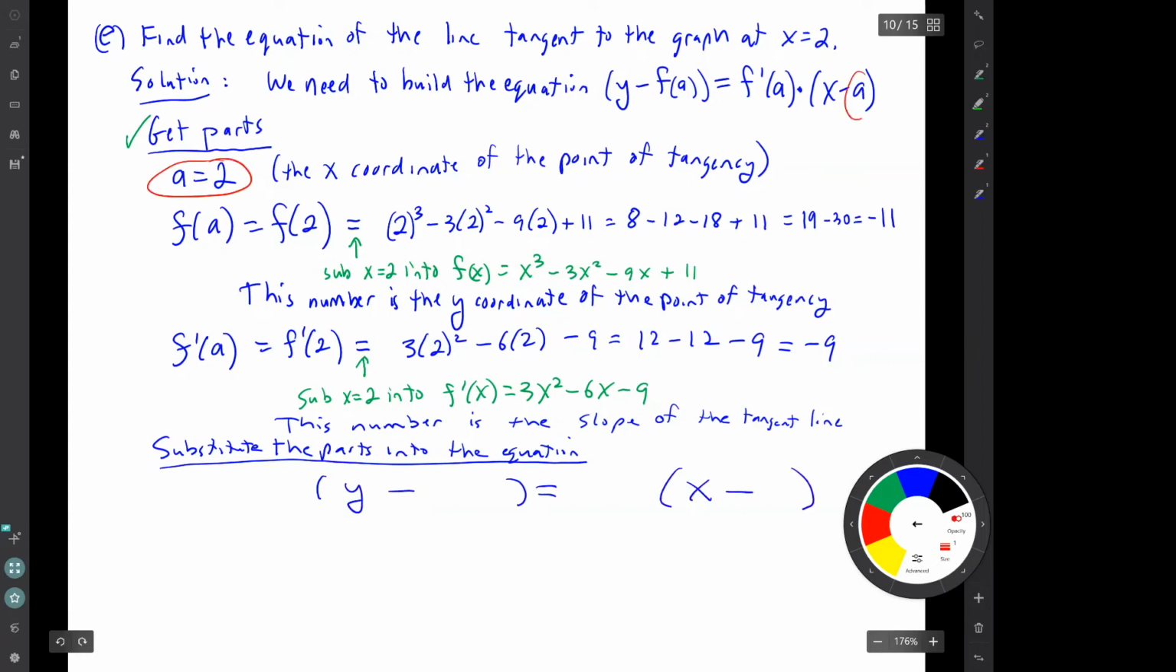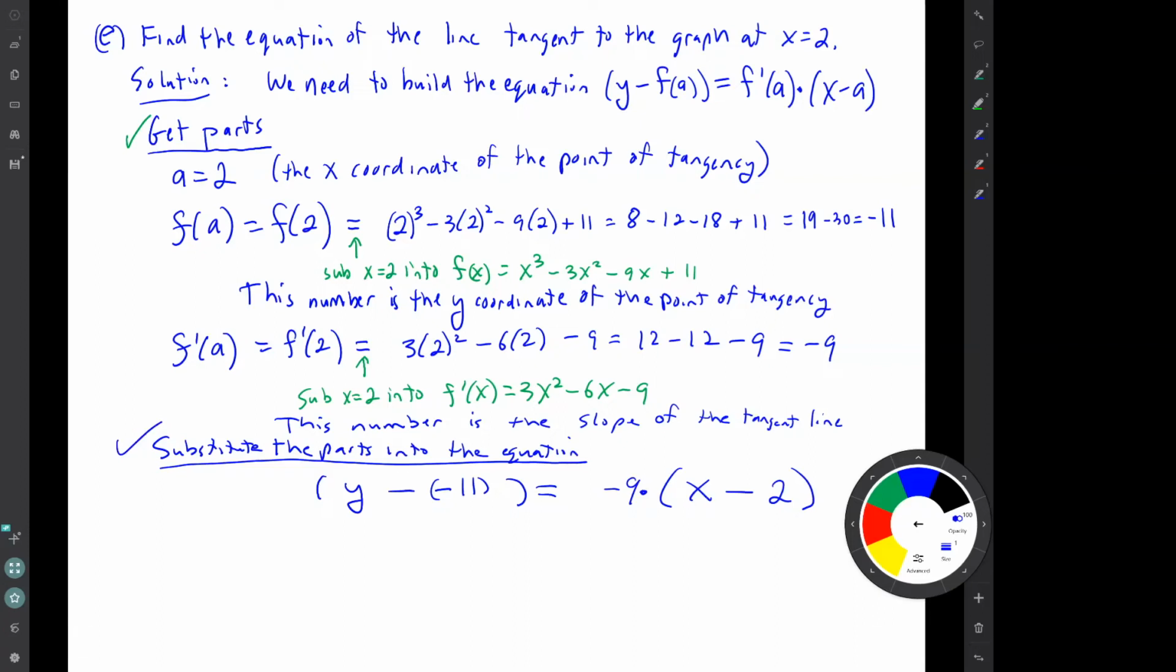Our a equals 2 goes into that spot. Our f of a was the number 11, and that goes into that spot. And finally, our f prime parentheses a was the number -9. That goes into that spot. So in solving these tangent line problems, you have to understand what you're trying to build. You have to understand the approach of getting the parts, and you have to know how to plug those parts in to the equation correctly.